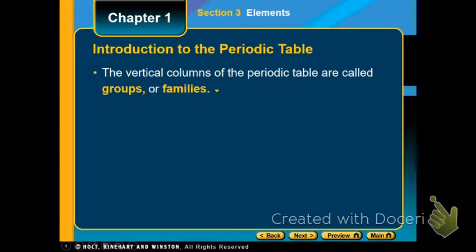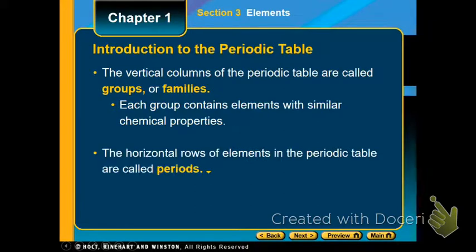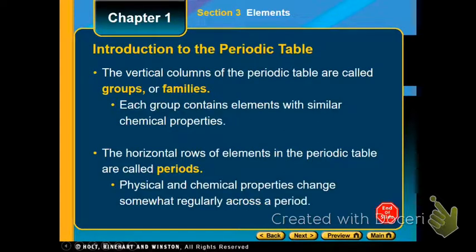So starting off, all of those vertical columns, they are called groups or families. Make sure you write down definitions for these. And we have 18 groups in our current periodic table. So groups 1 through 18, they are vertical, meaning up and down. And if elements are in the same group, typically they will have similar chemical properties.